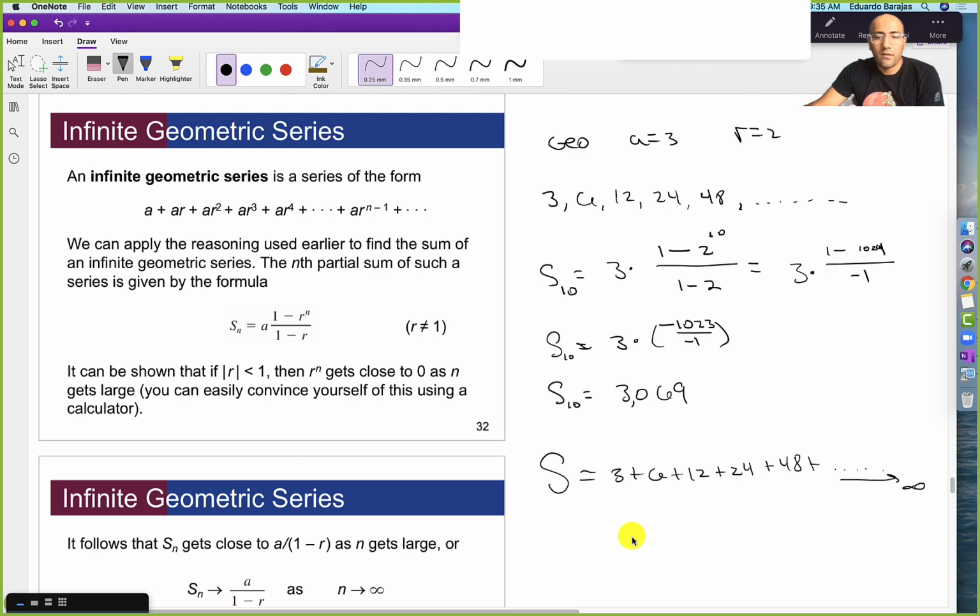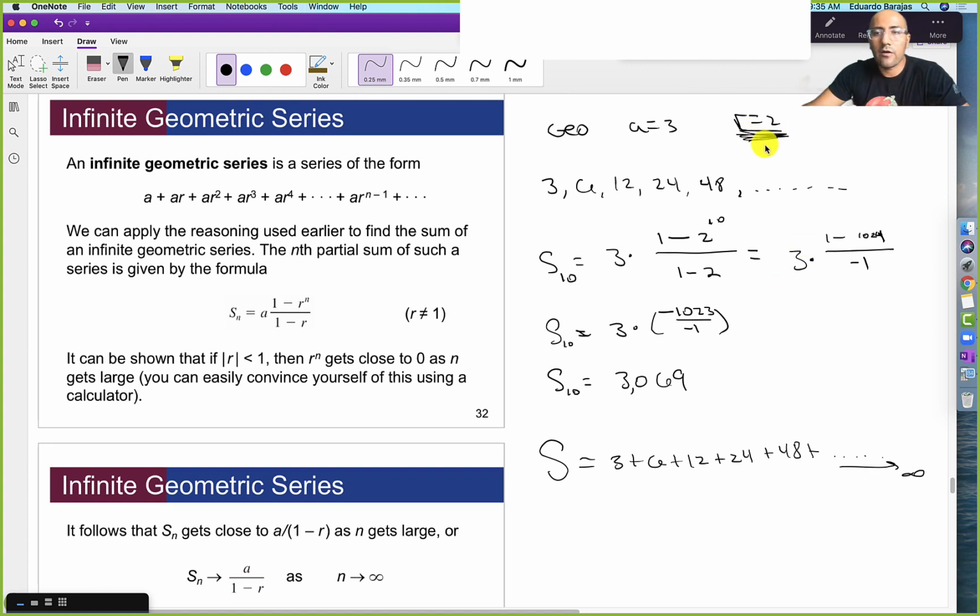Okay. On the other hand, if we happen to have a sequence, and notice that here r is 2, r is bigger than 1, then that means that this just goes out to infinity, right? It diverges. We say it diverges because it doesn't go toward any particular value. Good. The sum diverges.